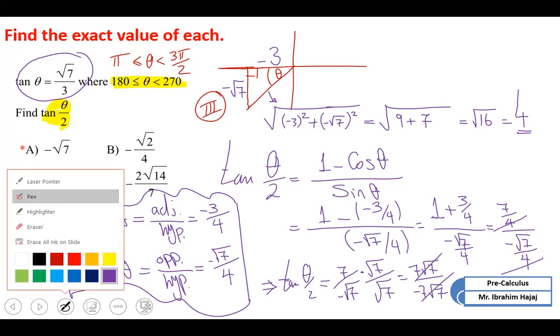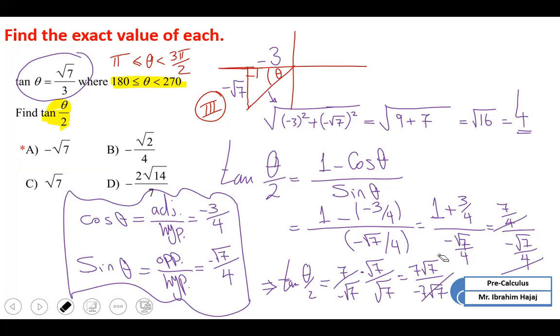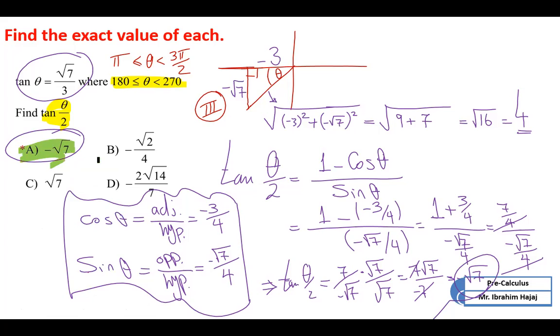Sorry, don't cross out the radical with radical, it's not radical 7 in the denominator. Sorry here guys, it's only 7. Multiplying a radical by itself gives the number inside. So we cross out 7 with 7, and we still have only negative radical 7. And negative radical 7 here is letter A. So the answer is A.